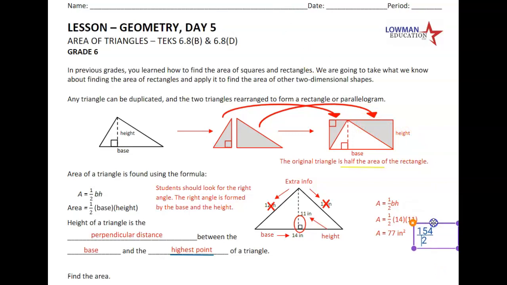2 will go into 15 7 times, leaving behind a 1. Drop down the 4, and then 2 will go into 14 7 times. Just like with area of a rectangle, you're going to want to label your area as squared. It's going to be inches squared, and it'll be squared for every area answer. So let's take a look at the bottom and practice some problems.